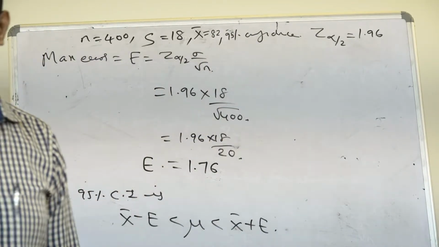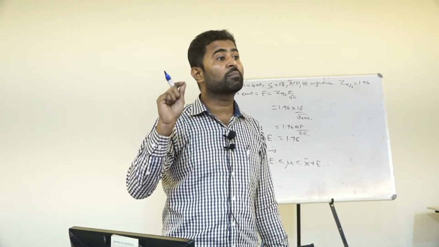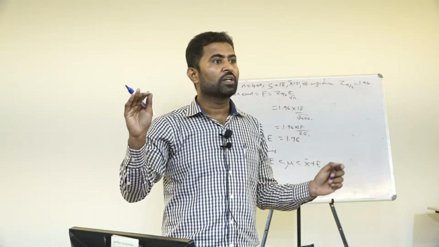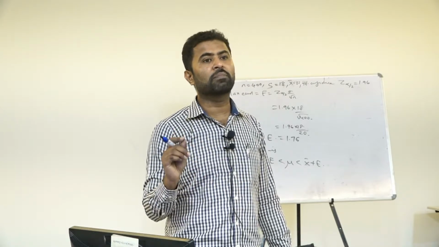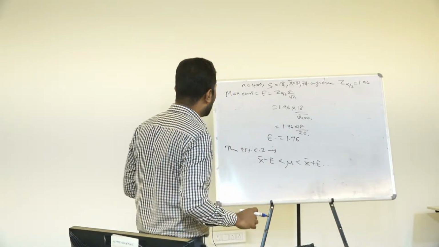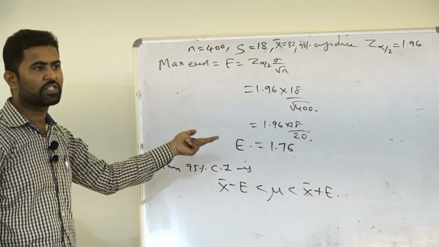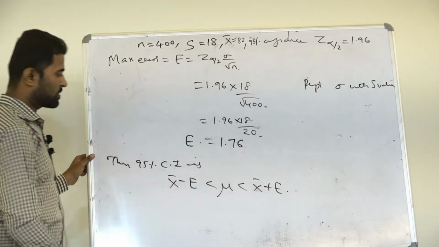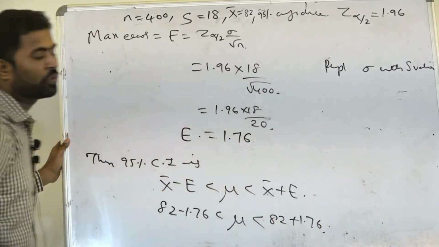Now S is given, okay, but see that when the sample is large, whenever sigma is not there, you can replace sigma with S. Write down that. When the sample is large and sigma is not there, then you can replace sigma with S. Because the sample is large enough, you can take its value as the population value there. So I can write here sigma by root n as S by root n. Since sigma is not given, I can replace it with S. So I'll get x bar minus E. So 82 minus 1.76 less than mu less than 82 plus 1.76. So that will give you the confidence interval.